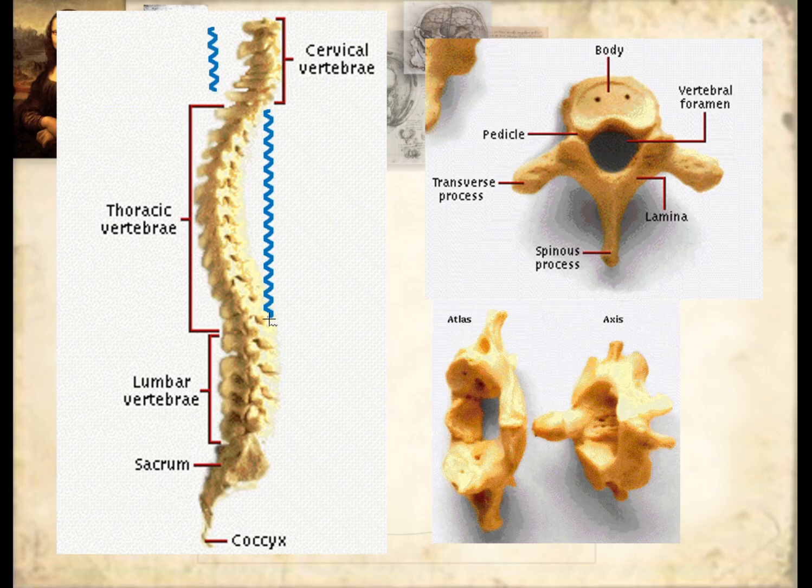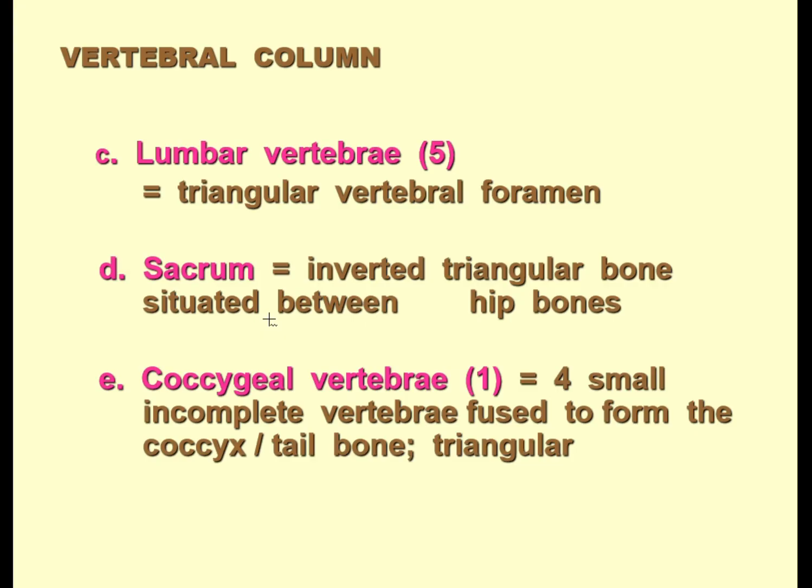It is a long part, right. Next we have the lumbar vertebrae. The lumbar vertebrae are 5 in number. It has a triangular vertebral foramen, okay.